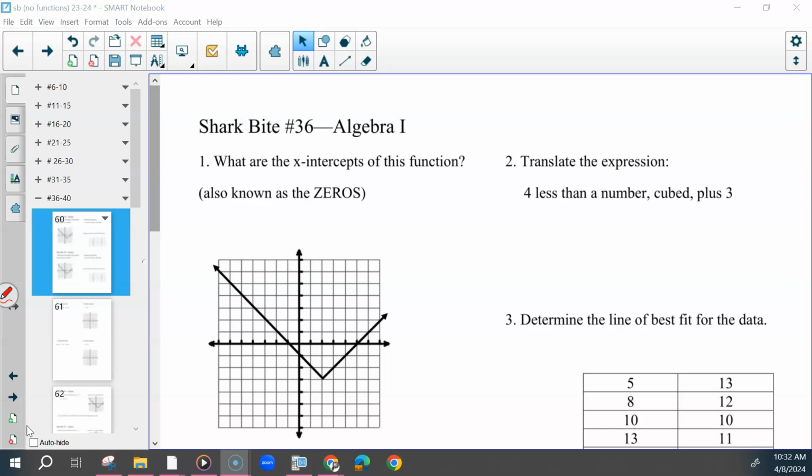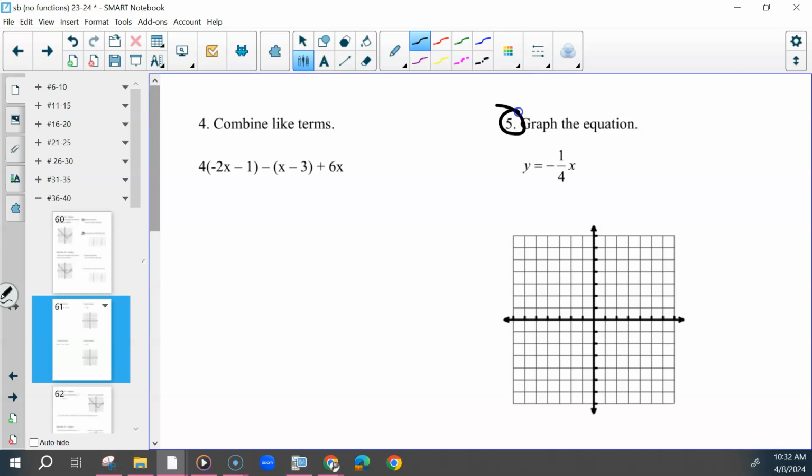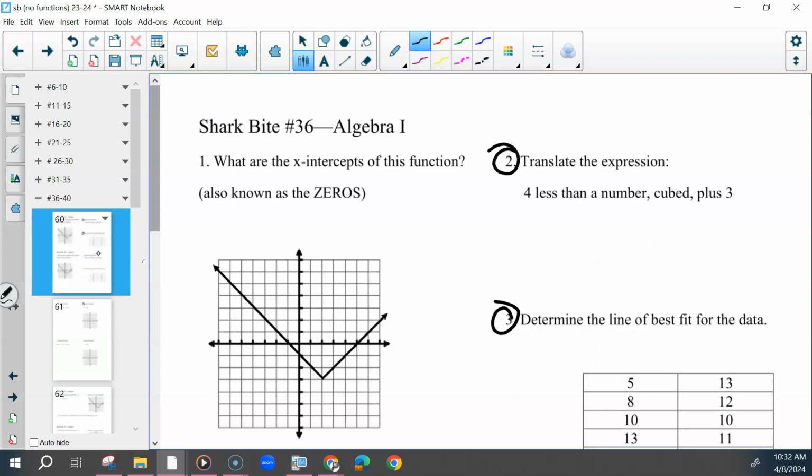I'm seeing majority 3s, some 2s, and a 5. So we'll do those 3. Right. Remember that anything translating you have to know how to do. That's not something you can do in Desmos.